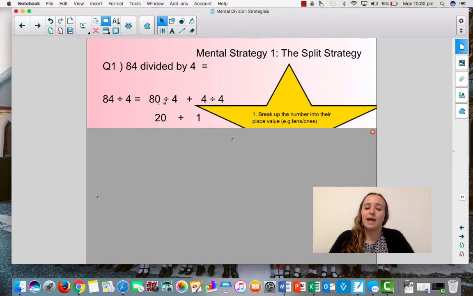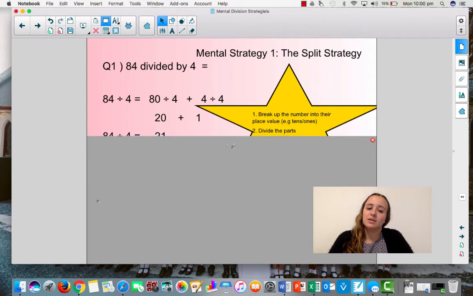Okay, so then we've got 80 divided by 4 plus 4 divided by 4. So it makes the number itself easier to work out. So 80 divided by 4, 8 divided by 4 is 2 plus the 0, so 20. And 4 divided by 4 is 1. Okay, so if you follow the steps, we've broken up the number into their different place values, tens and ones.